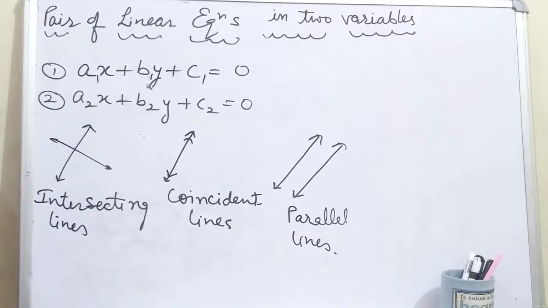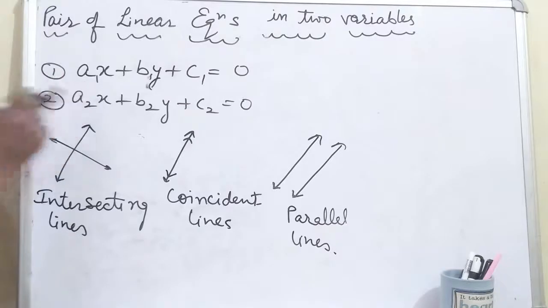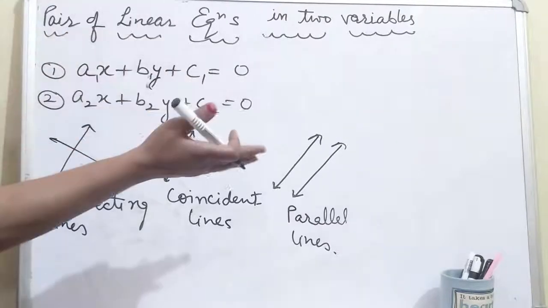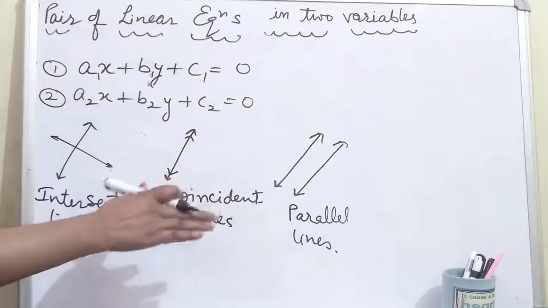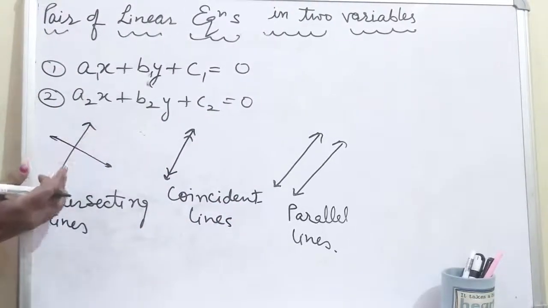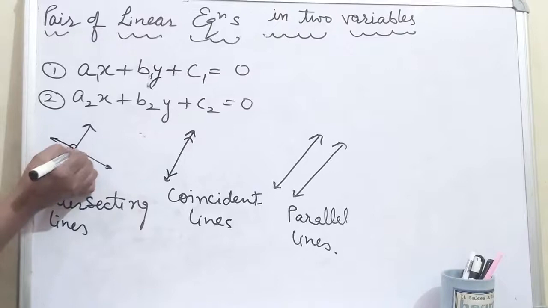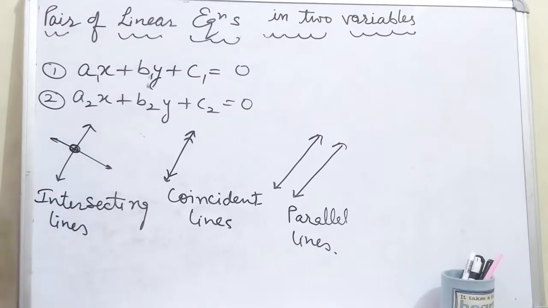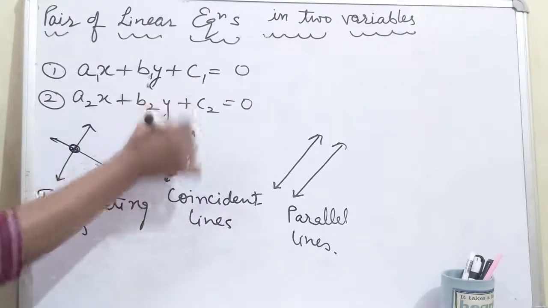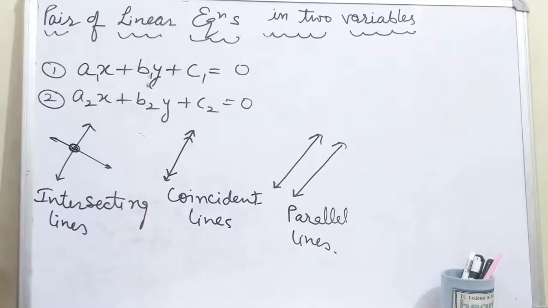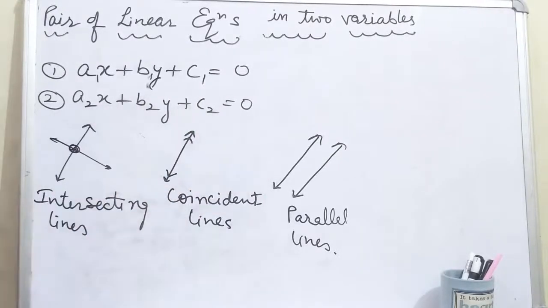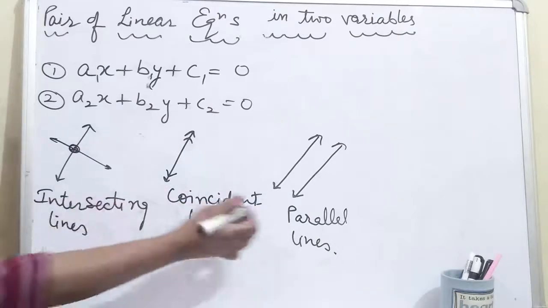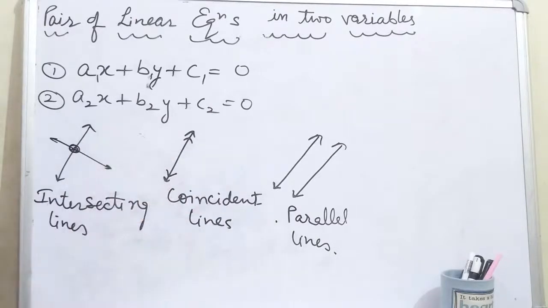So if you have a pair of linear equations, you have to make a graph of that, and after that if they come in this form, meaning they intersect at a point, then you say they are intersecting lines. If they pass through the same path, then you can say coincident. Otherwise, if they do not cut each other at any point, at that time they are parallel lines.